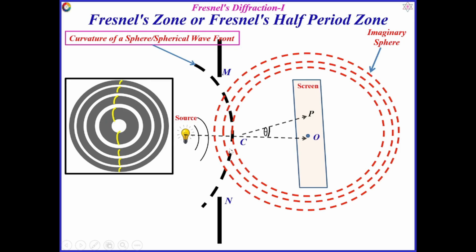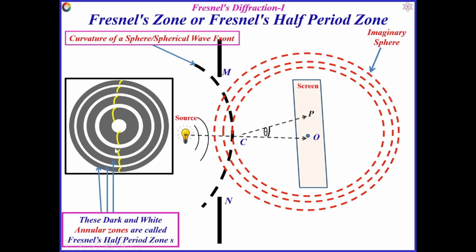So this one is your this portion. This is called the first half period zone. This portion is nothing but this one. This much portion will be called as your second half period zone. This white patch is nothing but this one. This portion will be called as your third half period zone. Likewise, we can consider other circles or spheres for constructing the Fresnel's half period zones. These dark and white annular zones are called Fresnel's half period zones.